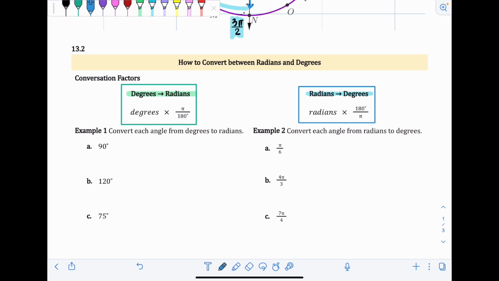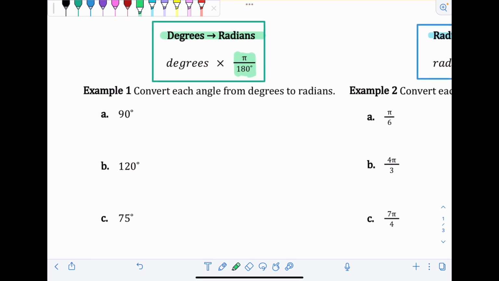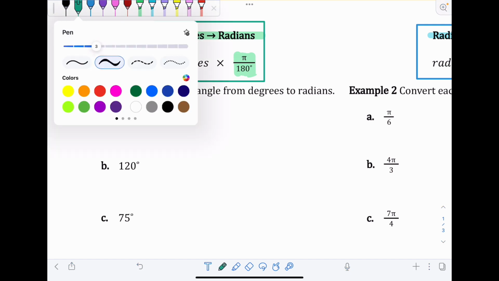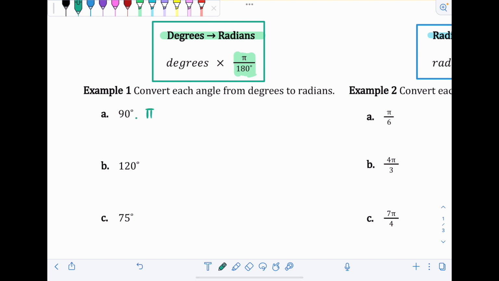So example 1, convert each angle from degrees to radians. Since we're trying to go to radians, we're going to take our degree number and multiply it by pi over 180 degrees. So we'll take 90 and multiply by pi over 180 degrees. It's kind of like when you need to convert units in chemistry, and you have to cancel out the units you no longer need. In this case, we're trying to get rid of the degrees and go to radians. So you have the 180 degrees in the denominator so that the degree symbols are going to cross cancel each other.